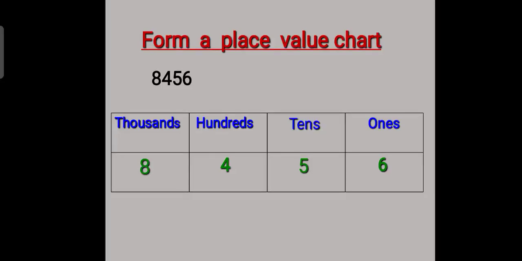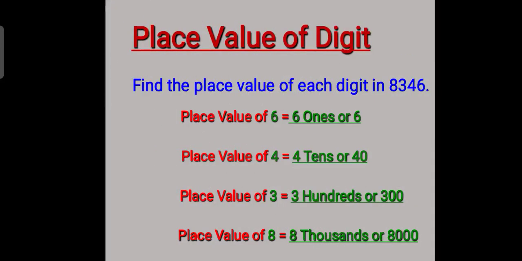This is how we form a place value chart from a given number. Next, place value of a digit. How will we find the place value of every digit in 8346, according to the place value chart started from the right? The first digit is 6, so the place value of 6 is 6 ones or 6. The second digit is 4, so the place value of 4 is 4 tens or 40. The third digit is 3, so the place value of 3 is 300. The last digit is 8, so the place value of 8 is 8000.